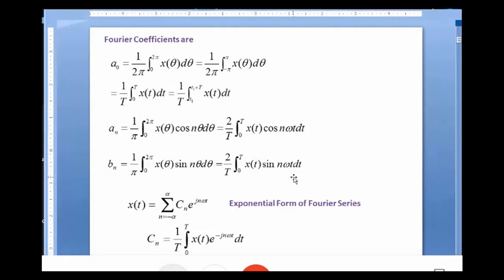In this slide, A0 is equal to 1 by 2 pi, integration 0 to 2 pi. Then the second line, 1 by T, integration 0 to T. What does that mean, sir? 1 by T is 2 pi, T is equal to 2 pi, and 0 to T is equal to 0 to 2 pi. Yes, T equals twice pi.